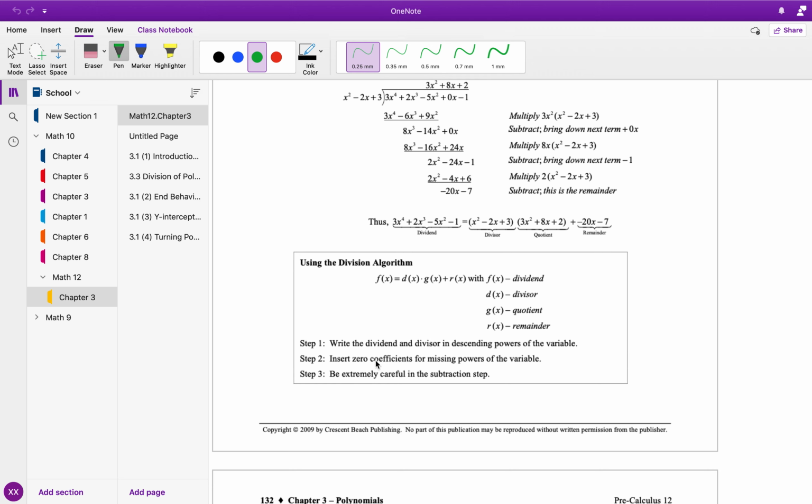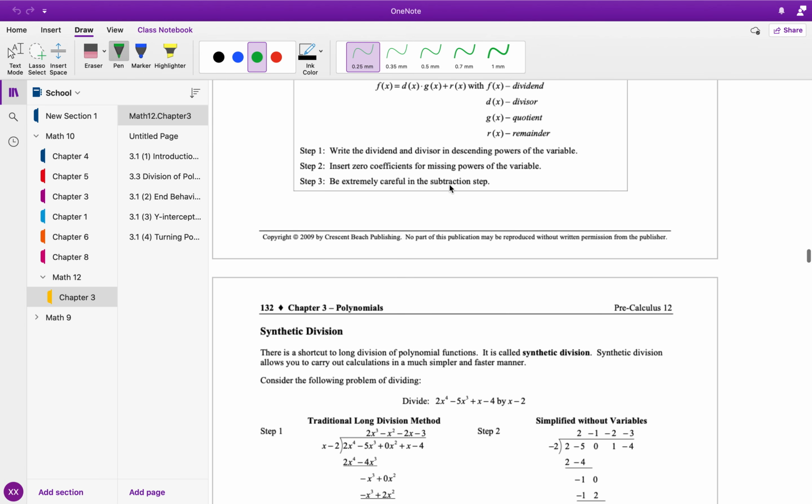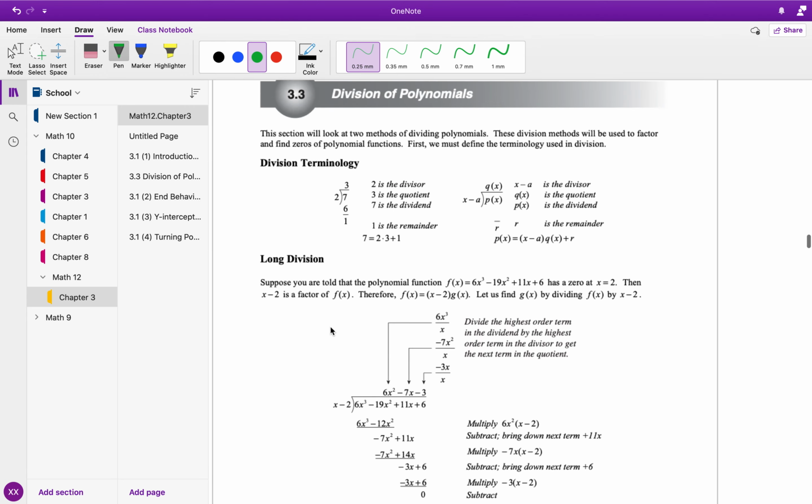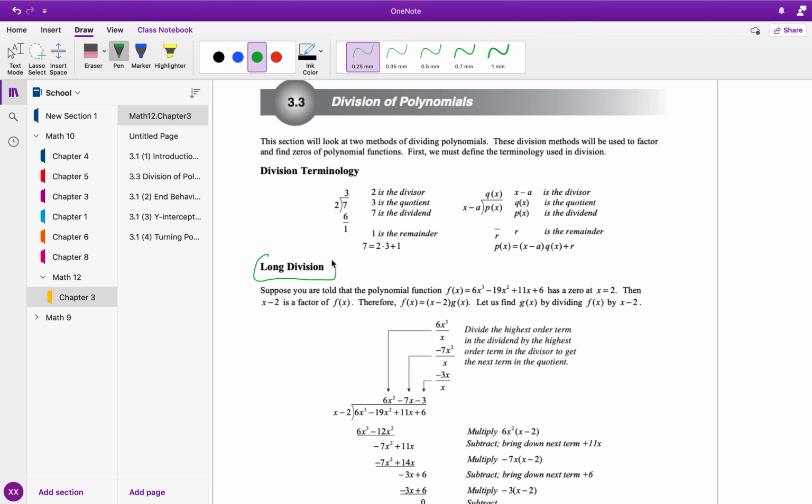Now it says step 1, step 2. It doesn't really matter, but you know, in descending powers of the variable, insert 0 coefficient for missing powers of the variable, and then be extremely careful in the subtraction step. That means minus this number. Oh, by the way, this synthetic division, we do not need to be bothered with this. Don't worry about this. As far as we are good with the long division for 3.3, then we're all going to be good.